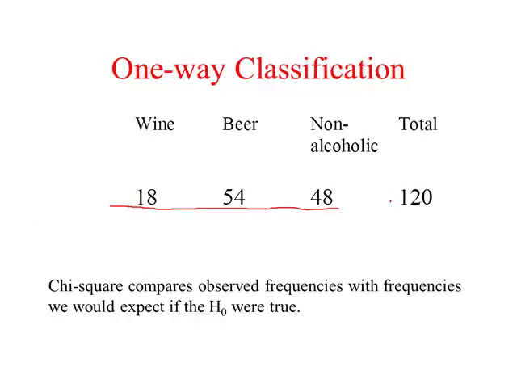So if we just divide this by 3, we would expect 40 people to choose wine, we'd expect 40 people to choose beer, and 40 to choose a non-alcoholic. So it's just a third of the people would choose each of these because there's no preference for one or the other. So our chi-square test is comparing our actual observed values with our expected values if the null hypothesis is true.